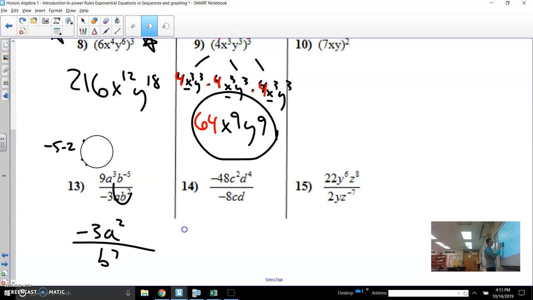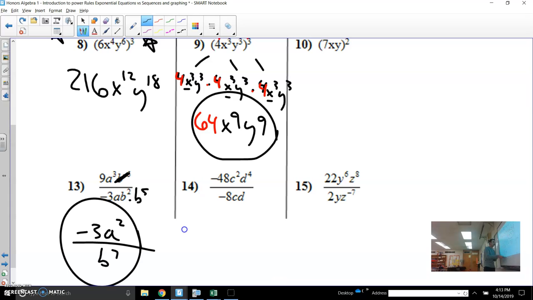In fact, I could show you how they move in the beginning. If I wanted to, I could say, hey, this was a negative power, so instead of it being in the top as a negative, I'm going to put it in the bottom as a positive. Well, then they're going together, 2 plus 5 to be 7. So either way, you should get -3a squared over b to the 7th.